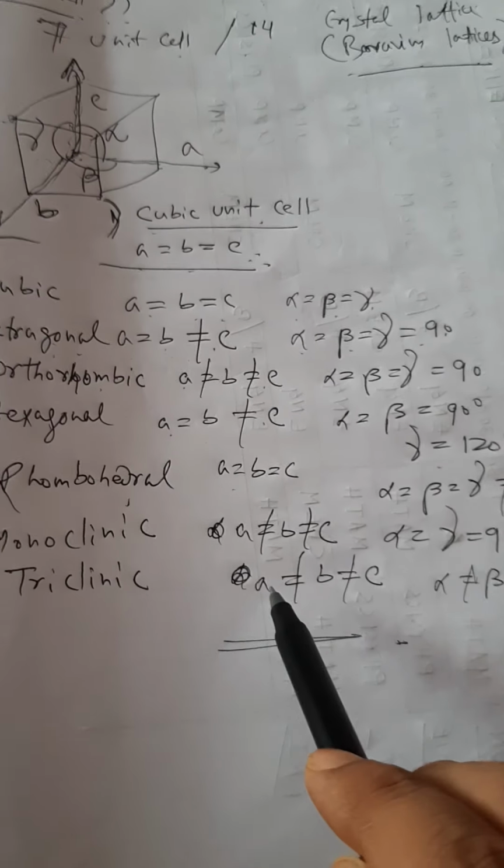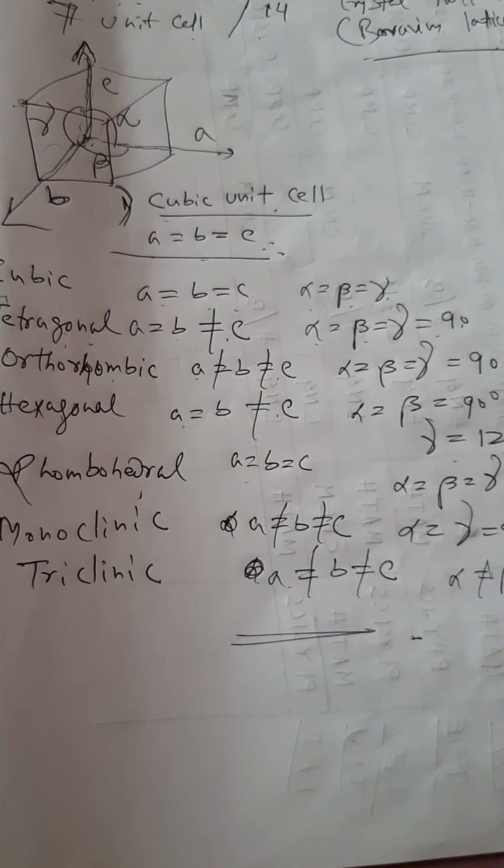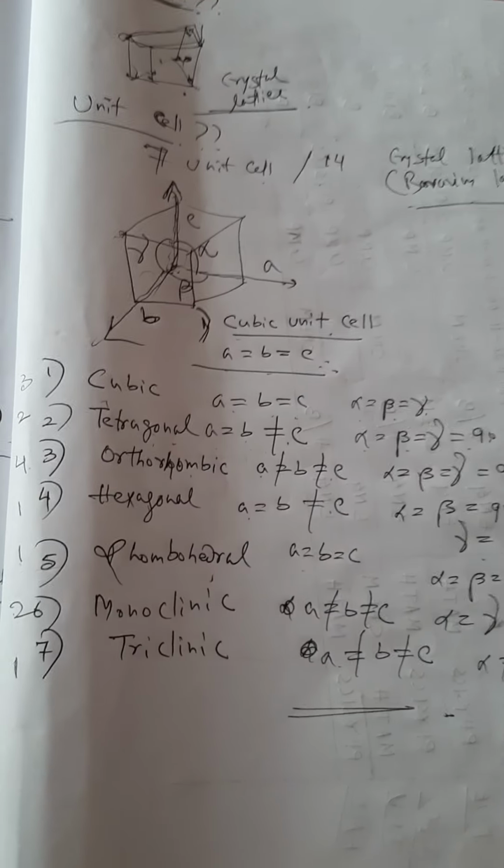And triclinic, A not equal to B not equal to C, alpha not equal to beta not equal to gamma not equal to 90. So this is the property of all the unit cells.